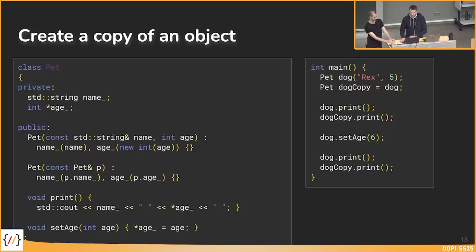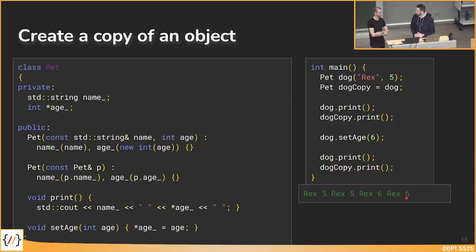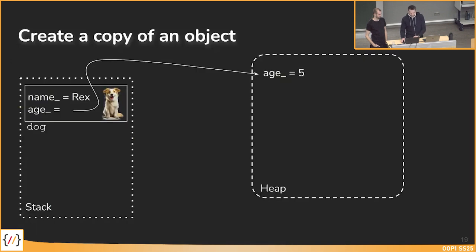Okay. So first it would be 5, and then it would be 6 for both objects. That's correct. So we have Rex 5, Rex 5. This is the print for the dog and the dog copy. And after setting the age for the dog, we get Rex 6 for sure, but also for the dog copy we get 6, which is something we wouldn't expect, or this is not something that we want to have as a behavior of this program. So let's have a look why this is the case.